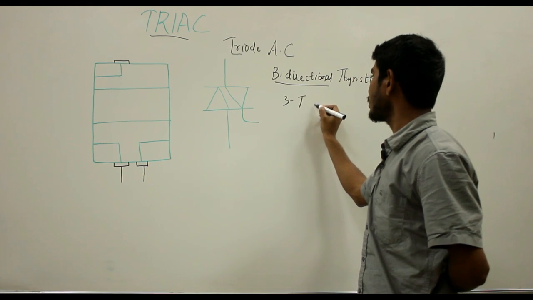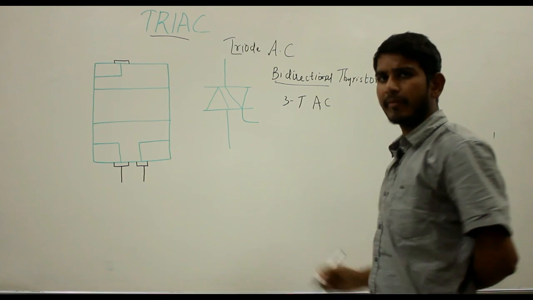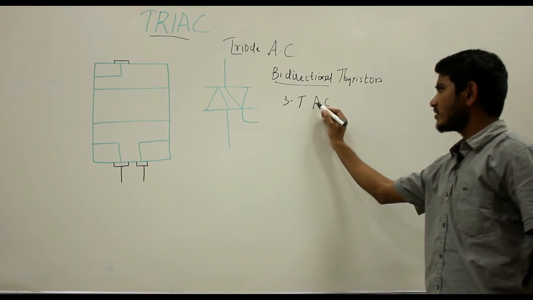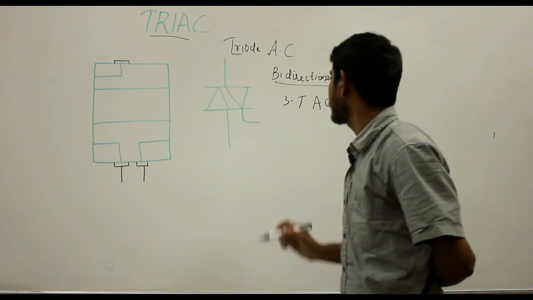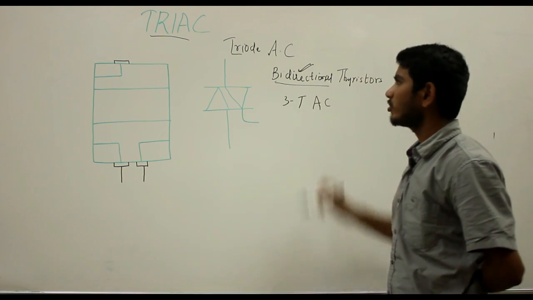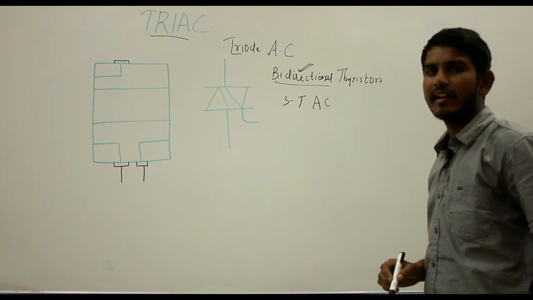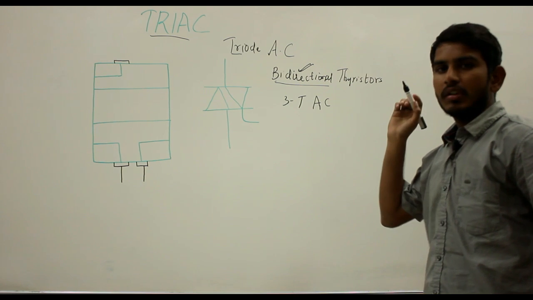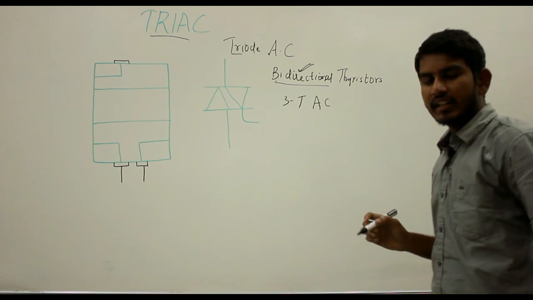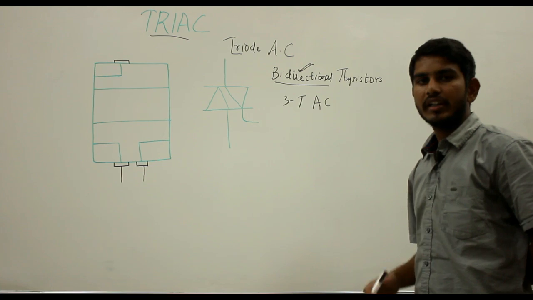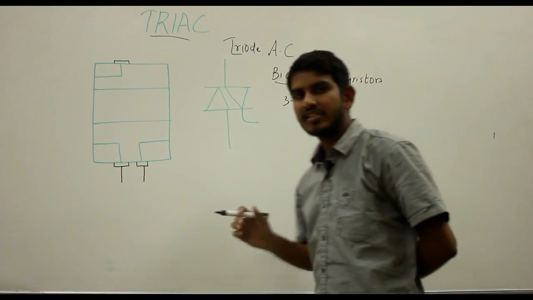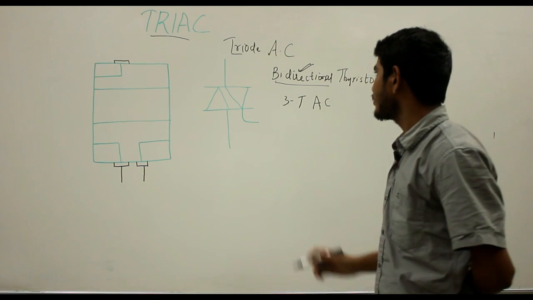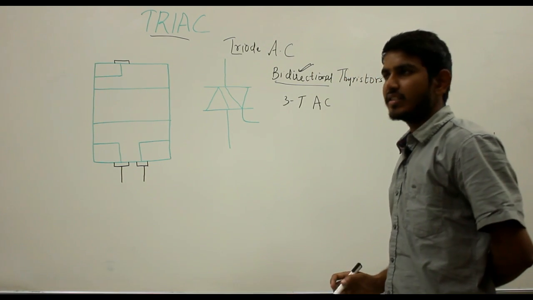It's a 3-terminal AC switch which is different from the SCR in the sense that your Triac can conduct in both directions. That is why it is said to be bidirectional. Whether the gate signal is positive or negative, the Triac will conduct. Irrespective of the polarity of the gate signal, the Triac will conduct in both directions, unlike your SCR.